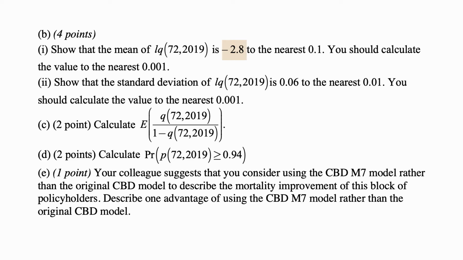Part C, calculate E, expected value of q of 72, 2019 over 1 minus q of 72, 2019. Part D, calculate the probability that p of 72, 2019, and p, of course, is 1 minus q, the probability of survival, is greater than or equal to 0.94.